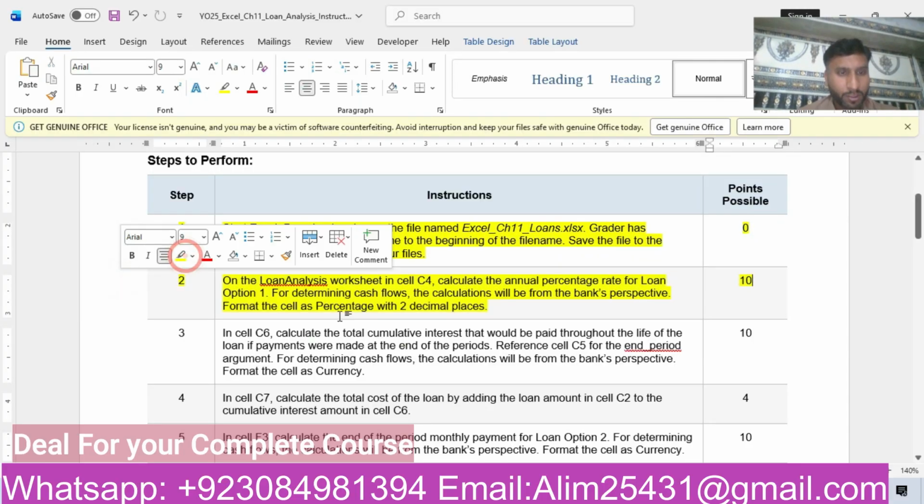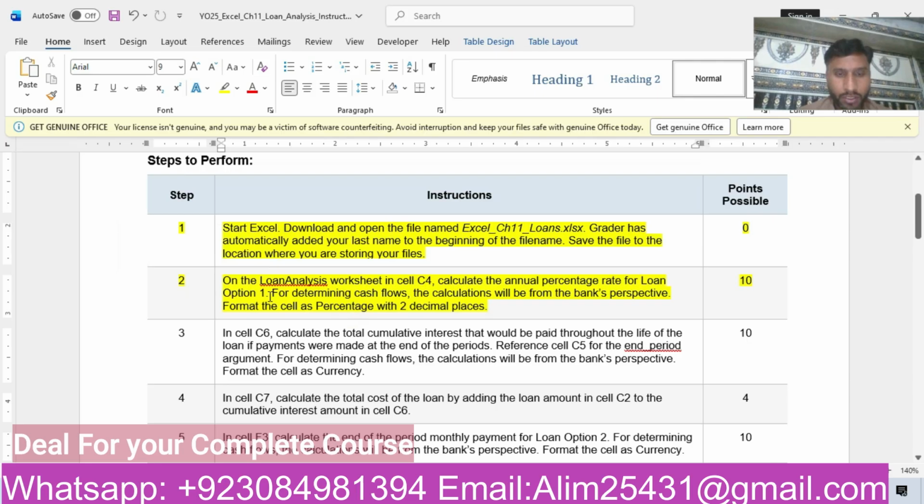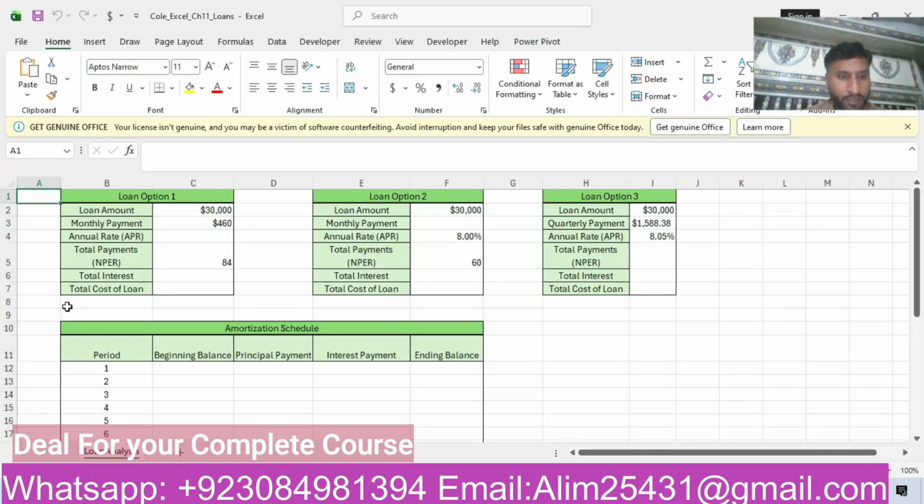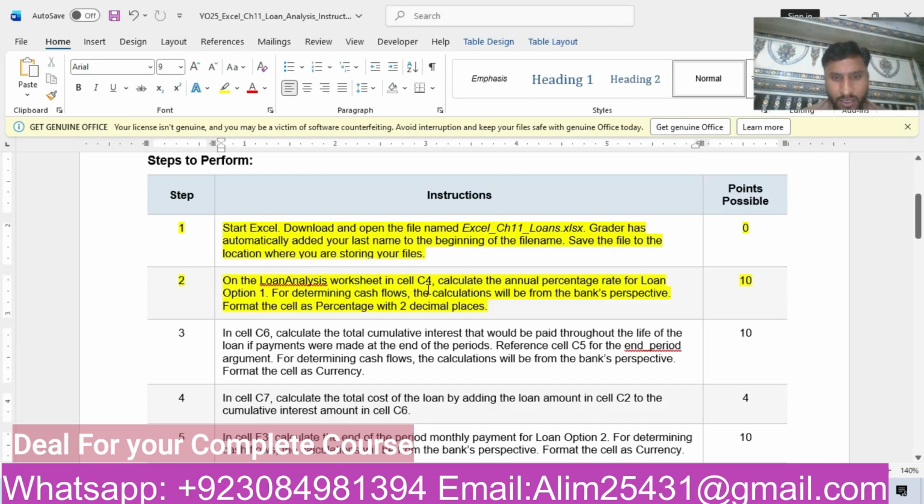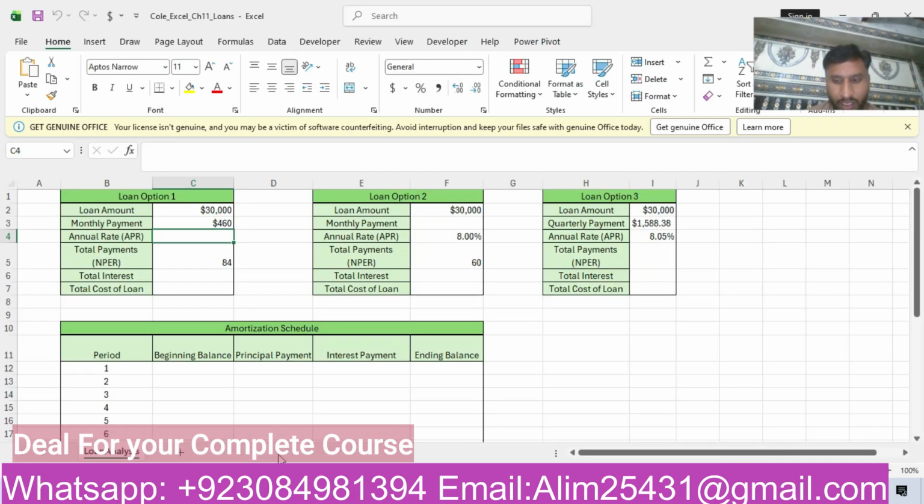In our step number two, what is he asking? On the loan analysis worksheet, in the cell C4. So we will go to the loan analysis worksheet. There is only one worksheet here, the loan analysis worksheet. We will go to C4. That's our cell C4. What is he asking? For determining cash flow, calculate the annual percentage rate for loan option 1. So we need to find the APR.